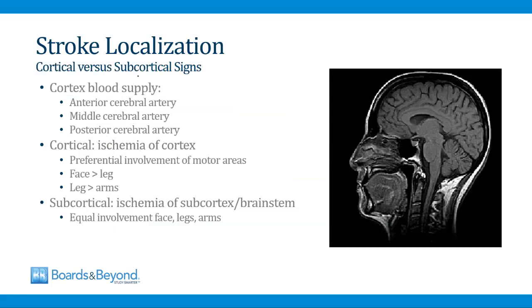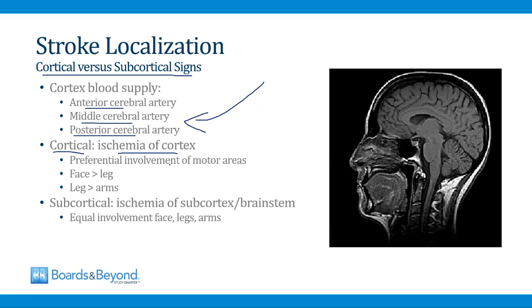Another very important distinction in stroke localization is what's known as cortical versus subcortical signs. So the blood supply to the cerebral cortex comes from three vessels: the anterior cerebral artery, the middle cerebral artery, and the posterior cerebral artery. And so a cortical sign is a clinical finding in a patient that indicates ischemia of the cortex, and when these are present, it means one of these three vessels has to be the cause of the stroke.